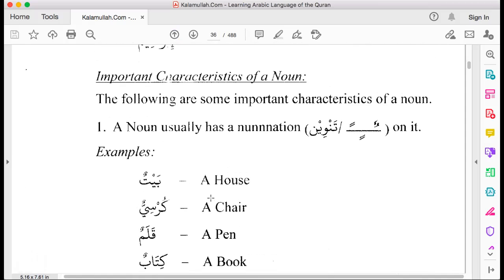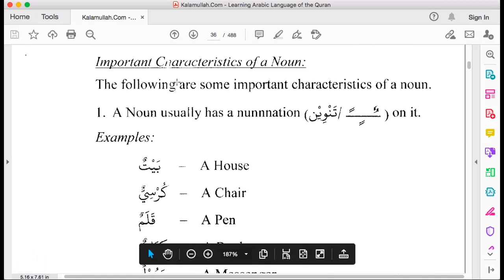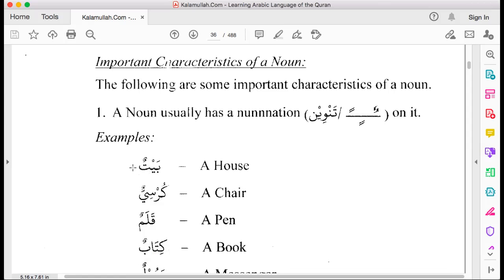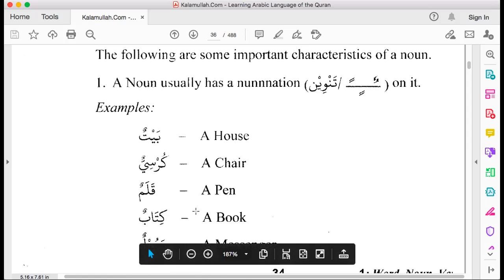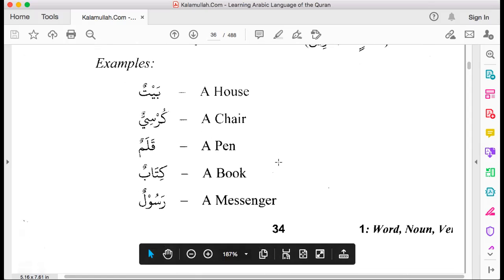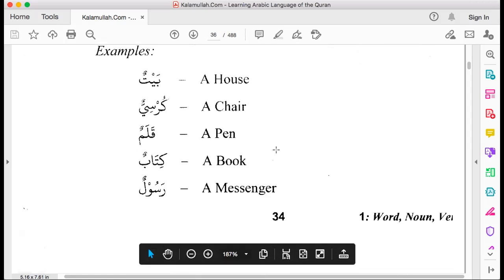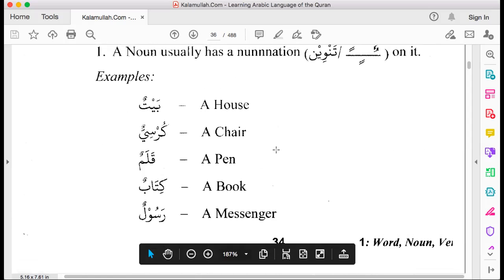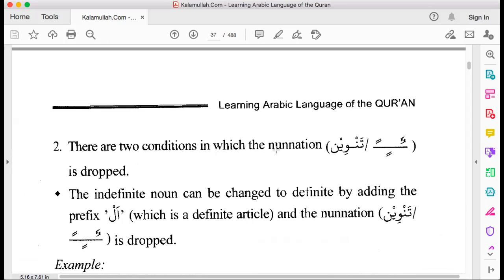Again, just recapping the characteristics of a noun. So when you see the nunation, tanween, and remember, tanween doesn't have to be just the two dhammas that we're looking at. It can have the double fatha, it can have the double kasra. They are all nouns. Okay. Right here are some examples that we've already covered today, and they're all indefinite nouns.